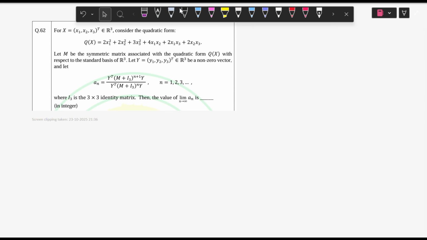ओके, इस वीडियो में हम GATE 2025 का question number 62 discuss करेंगे, जो question Linear Algebra से पूछा गया था, and that was the last question जो Linear Algebra से पूछा गया था. So question number 62 क्या बोल रहा है?